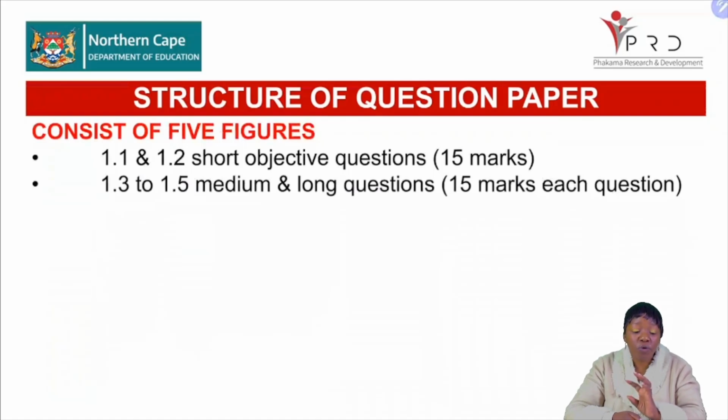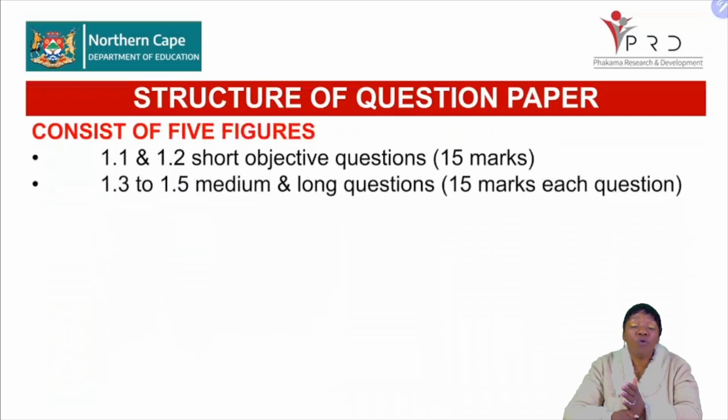You will have your figure 2.1 and 2.2 with the short questions, and then your figure 2.3 to figure 2.5, you will have your medium as well as your long questions. Remember, each and every question from question 1.3 to 1.5, you will have a total of 15 marks, so that you can have that 60 marks per question.